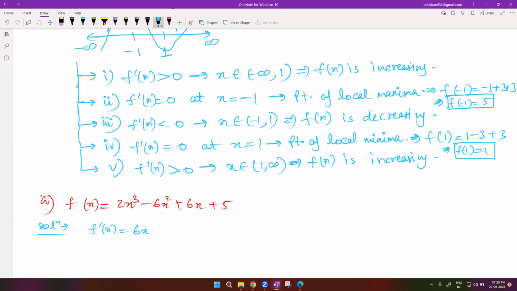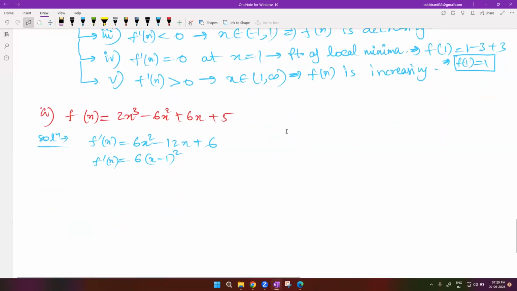Yes, sir, we can divide by 6 and then take 6 common, right? Yes, sir, then it would be x square minus 2x plus 1. Yes. x square minus 2x plus 1 would be x minus 1 whole square, right? Everybody clear up to this part, right?